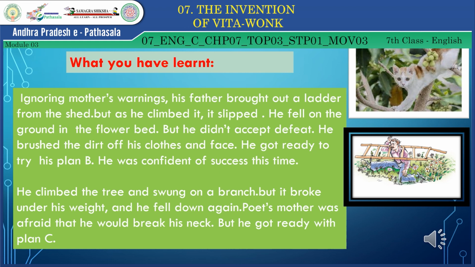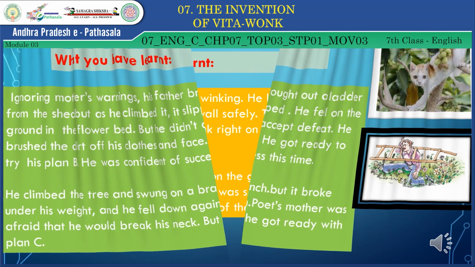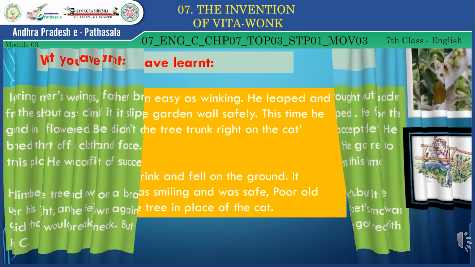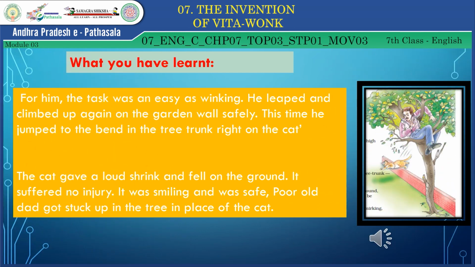He climbed the tree and swung on a branch, but it broke under his weight, and he fell down again. Poet's mother was afraid that he would break his neck, but he got ready with plan C. For him, the task was as easy as winking. He leaped and climbed up again on the garden wall safely.